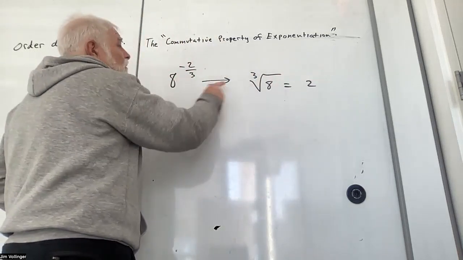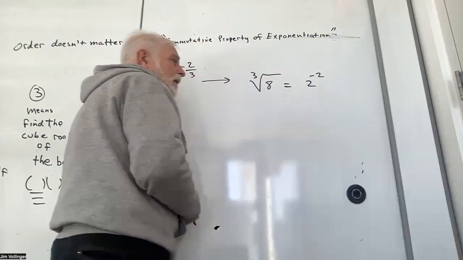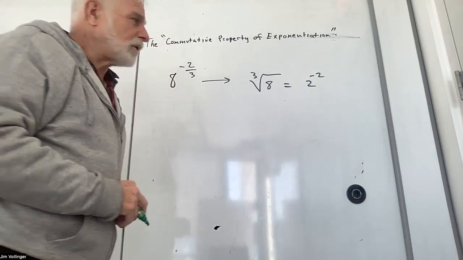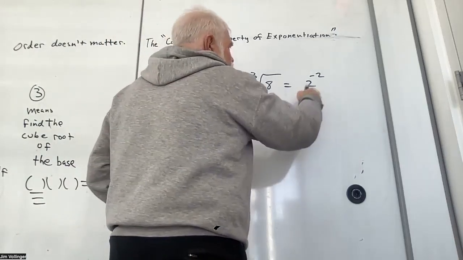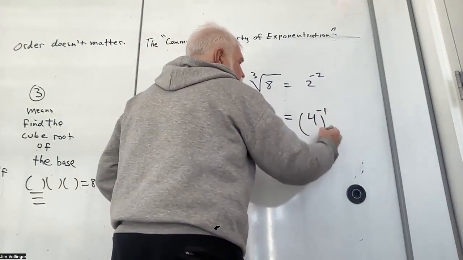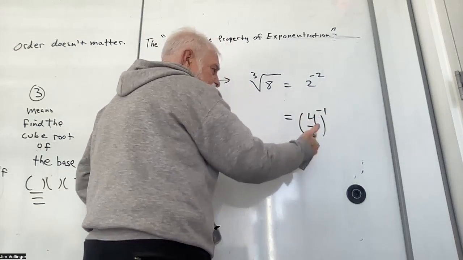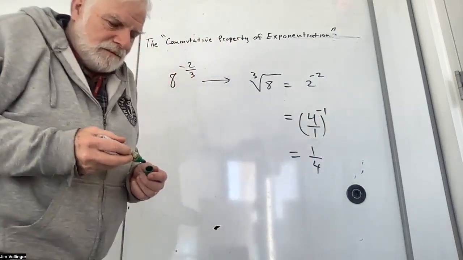But there are still two operations left. I can either reciprocate the 2 and call it a half times a half, which is a 4th, or I can see it as 2 squared, which is 4 to the negative 1. And then the minus sign means to take the base and reciprocate it. And that's 1/4. And you need practice with that.